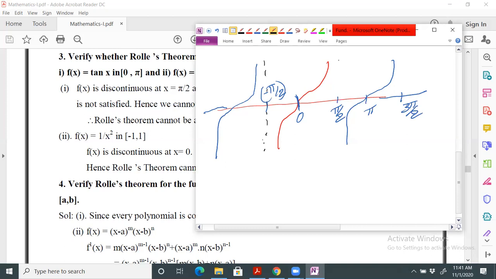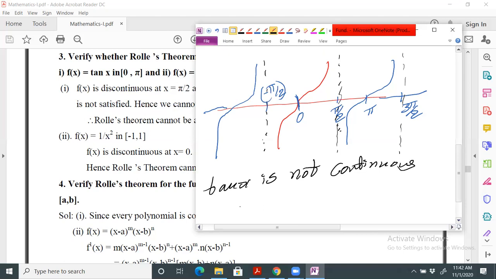So if we observe pi by 2, we'll get a straight line like this, or like dotted lines. 3 pi by 2 like this we'll get. So at these dotted lines the tan x graph will not have any continuity. Other than these points, that means tan x is not continuous at x equals to plus pi by 2, minus pi by 2.